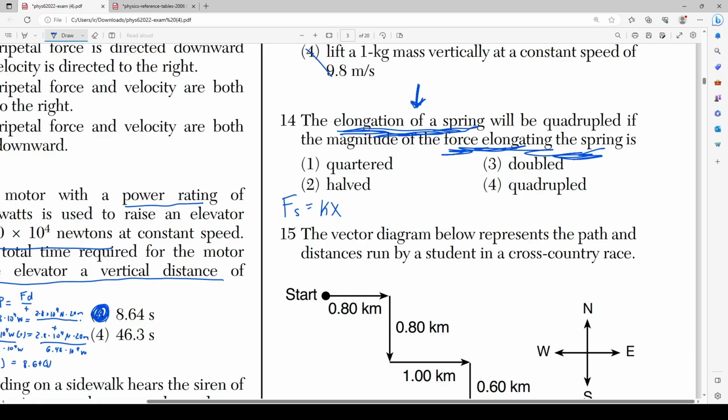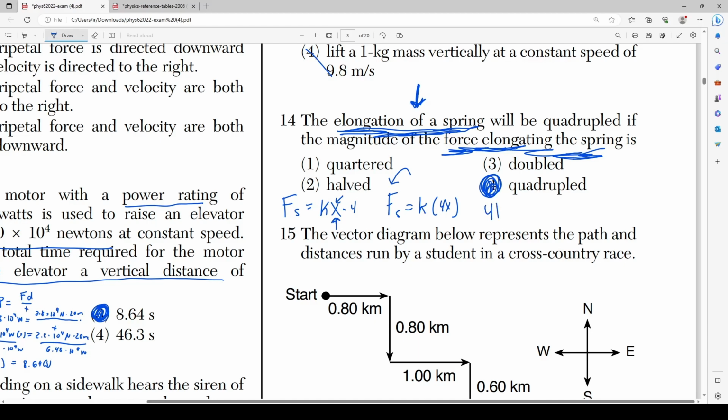Fs is going to be the force of the spring after I stretch it. Now, if my elongation x, my stretching of the spring, is quadrupled, if I want my x to be multiplied by 4, so Fs is equal to k times 4x, what am I going to have to do to this side to balance that equation out and make it equal? Obviously, I'm going to have to quadruple the force elongating the spring, because if I multiply this side by 4, I'm going to have to multiply that side by 4.